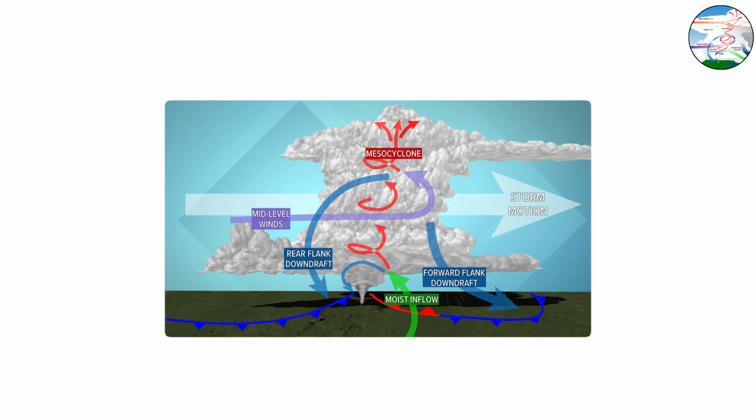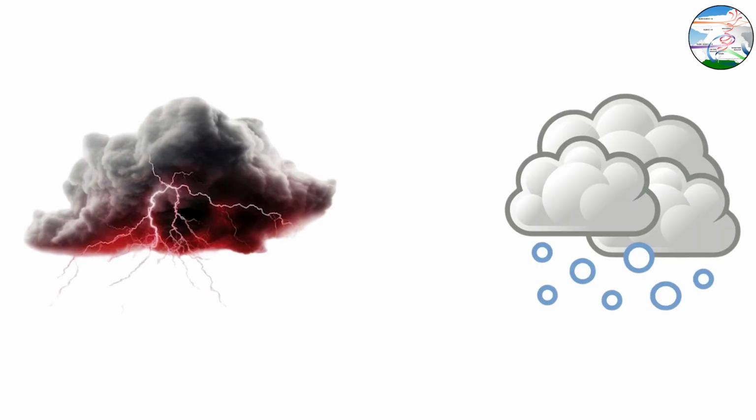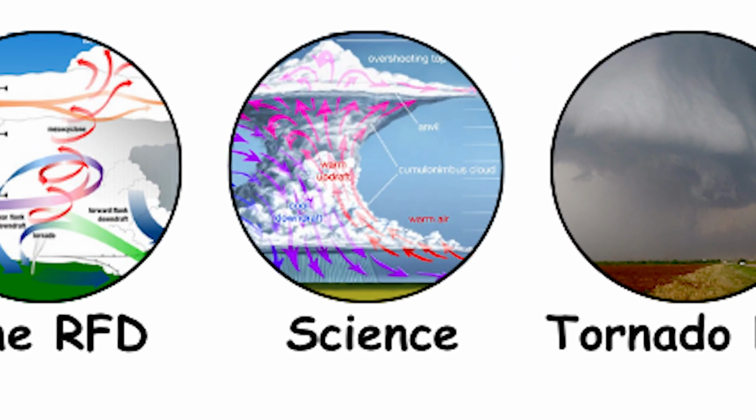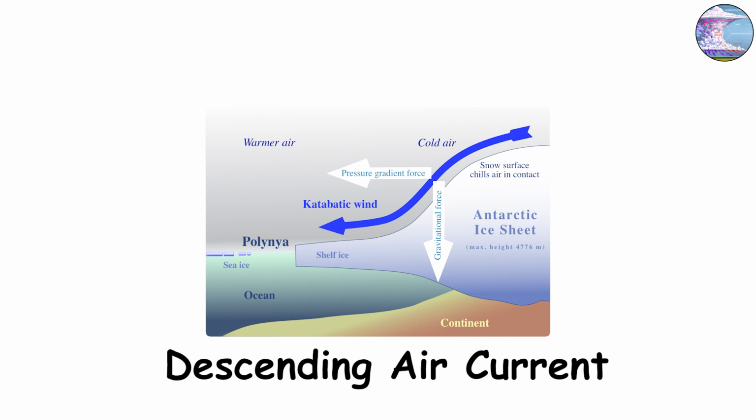The RFD is not just an afterthought. It's often the deciding factor between a storm producing nothing more than rain and hail, or spawning a violent tornado. The science of RFD formation. So, how does this descending air current form?